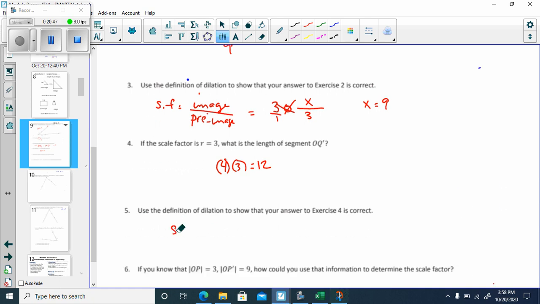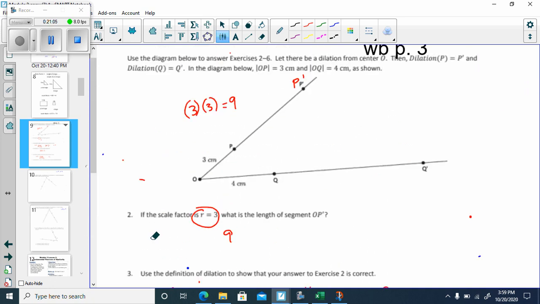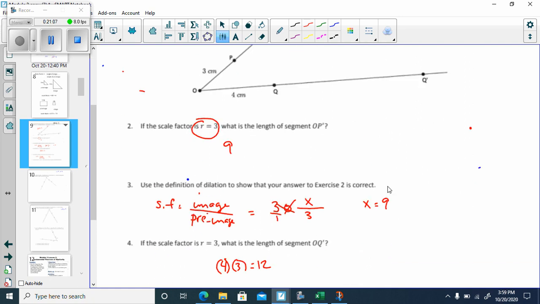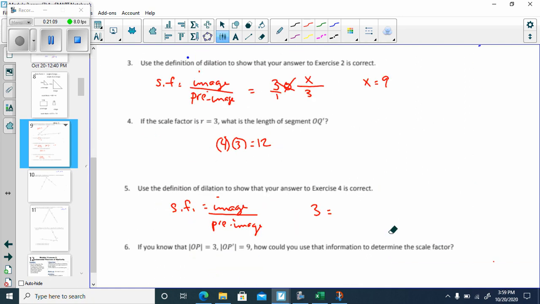Well, if our scale factor is 3, we know our scale factor is equal to the length of the image side over its corresponding pre-image side. The scale factor was 3. We don't know what our image size is because that's what we were looking for, OQ prime. OQ though is 4. So the pre-image is 4. We're looking for this. X is equal to 3 times 4, which is 12.